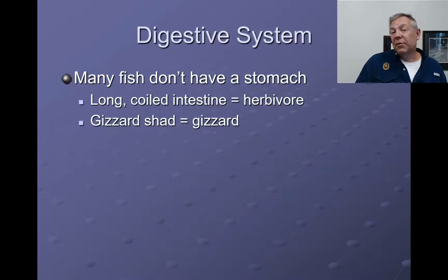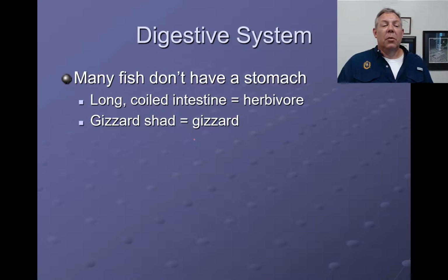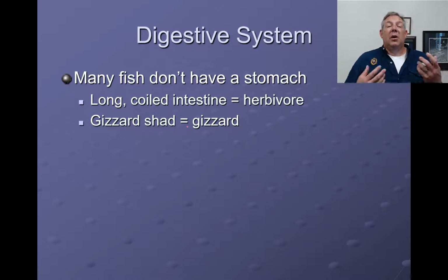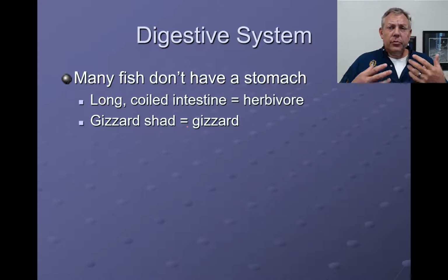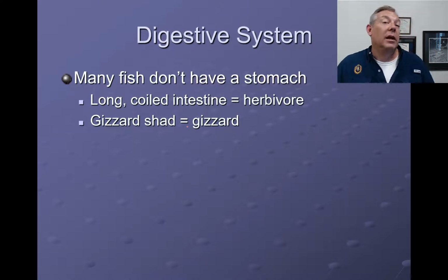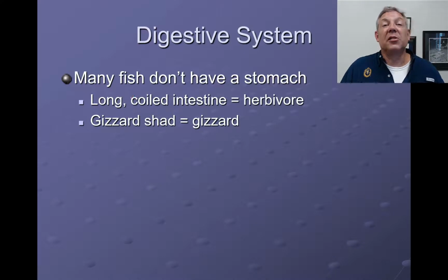Now, a lot of fish don't have a stomach. Herbivores often just have a very long coiled intestine, and because they're eating plant material, trying to break up cellulose, they need to leave that food in their body for a long time to give the acids time to work on it. And so they just have this very, very long intestine. If you cut open a fish and you see a long intestine, you can sort of infer what kind of food it eats.